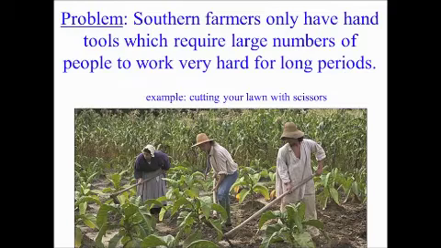Problem: Southern farmers only have hand tools which require large numbers of people to work very hard for very long periods of time in very hot and humid conditions. An example of this would be like going into your front or backyard with a pair of scissors and cutting the grass with the scissors. That would be a very big job. It would be very painful, and it would take a long, long time, and no one would want to do that. And that was the problem that Southern farmers had.